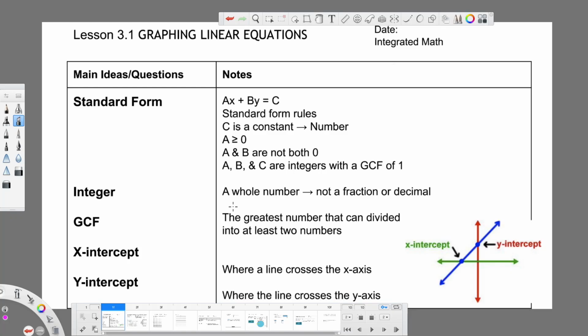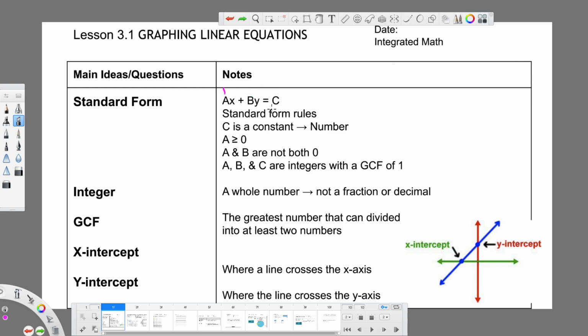We are starting Chapter 3, Section 1 for graphing linear equations. We're going to go over a few specifics on the things that need to happen, or the rules, for a standard equation. So standard form, we've looked at this before: ax plus by equals c. Remember, a and b are coefficients in front of x and y, and c is our constant.